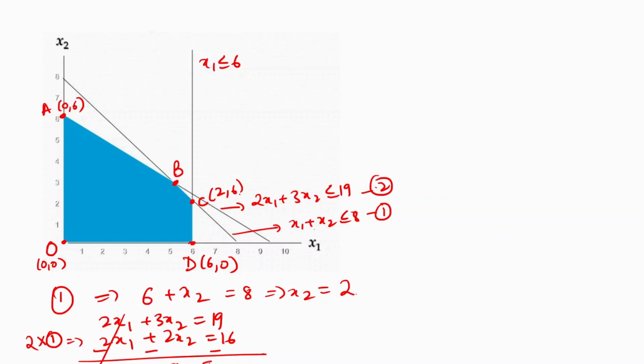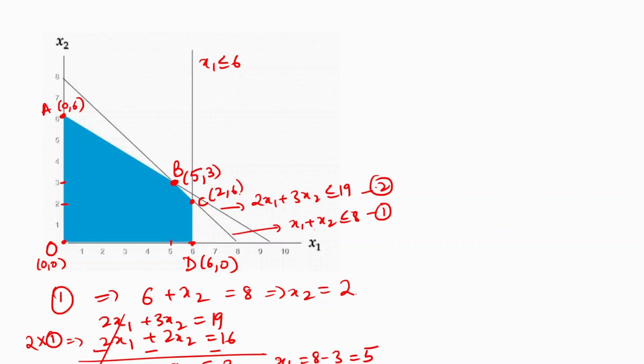So x2 is equal to 3, and if x2 is equal to 3, so x1 would be 8 minus 3, that is 5. So again I'll get the point as 5, 3. So you can easily locate that we are getting this point only 5, 3, and this is 2, 6. So now I have got the extreme points.